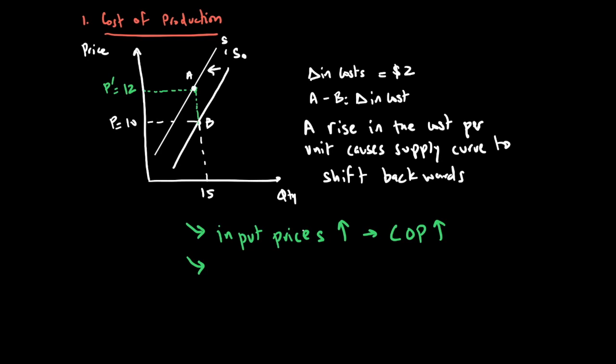Another one could be wages. Although wages could be an input, wages can be treated separately as it's a major cost. So if wages go up, we know this, the cost of production can go up.